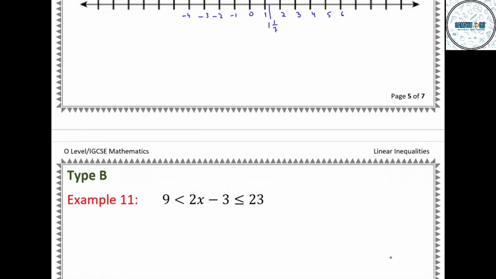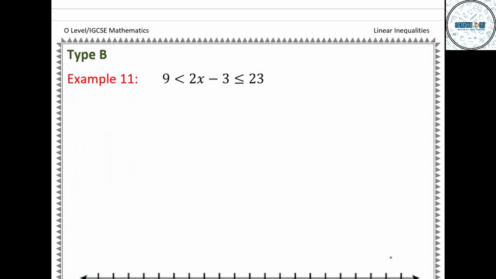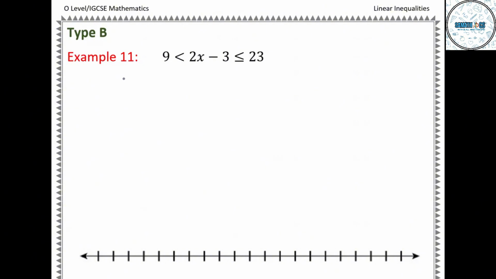Let's solve another example. Let's do another example, which is type B. In type B questions, we have two inequality signs in the question. In the previous ones, we had type A questions in which the sign was just one type. So whenever we have to solve this kind of inequality, we write two inequalities from this.